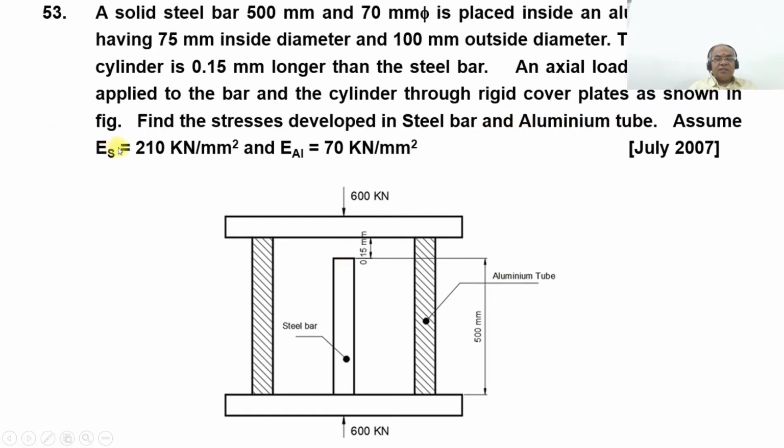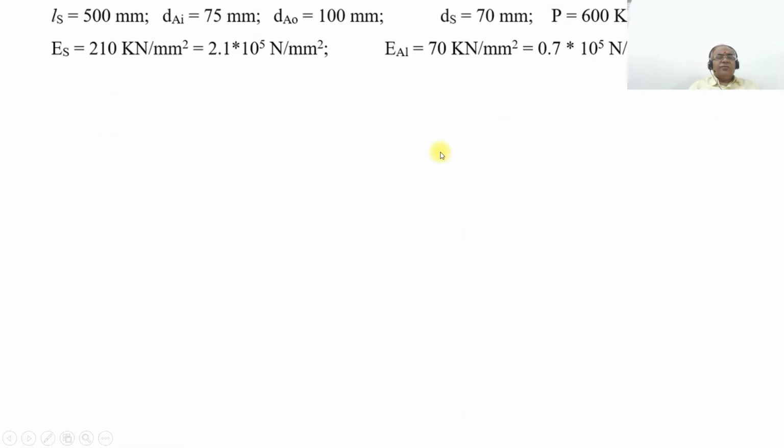Assume Young's modulus of steel is 210 kN per mm square and Young's modulus of aluminium is 70 kN per mm square. Now, how to solve this problem? We have the data given: length of steel bar is 500, inside diameter of aluminium is 75, outside diameter of aluminium is 100, and diameter of steel bar is 70.